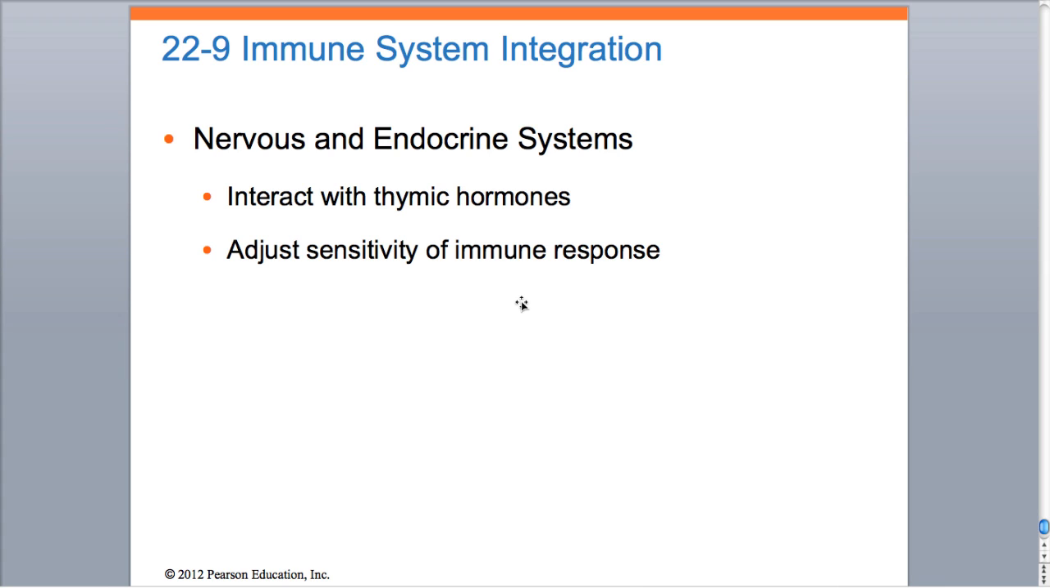Make sure you look at page 805 on HIV and AIDS. Make sure you look at that clinical box.